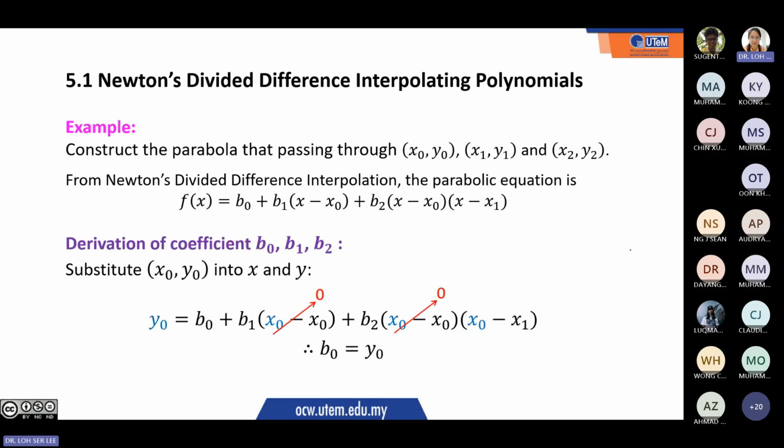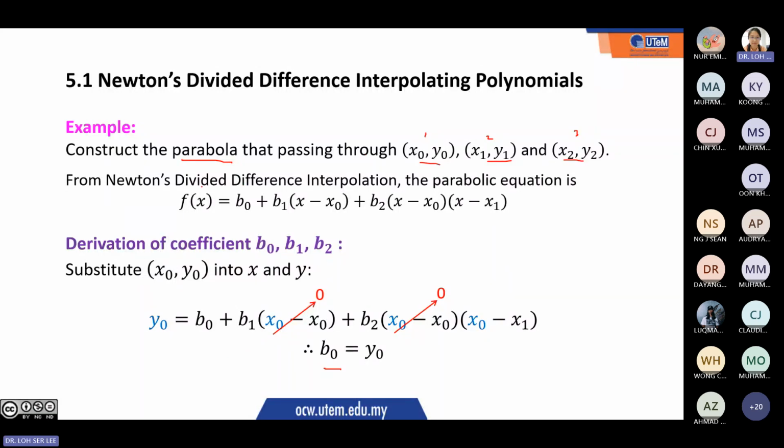Now we look at the derivation to get the formula on how to find the values of B. We look at the derivation of the formula first. Construct the parabola that passes through 3 points. You are given these 3 points. We want to construct a parabola, that means a quadratic polynomial, based on these 3 points.